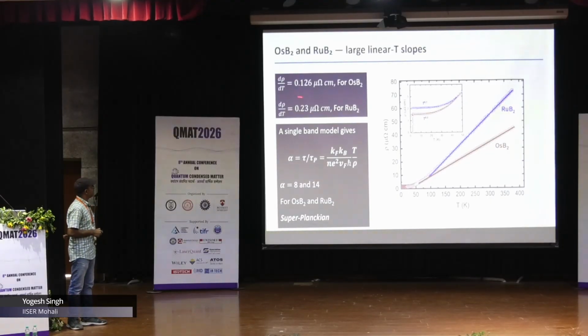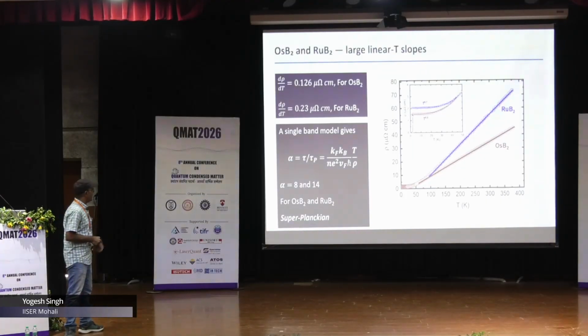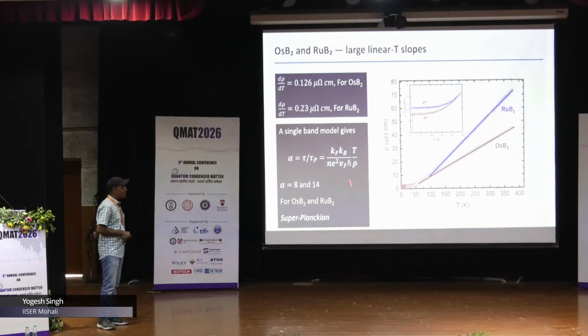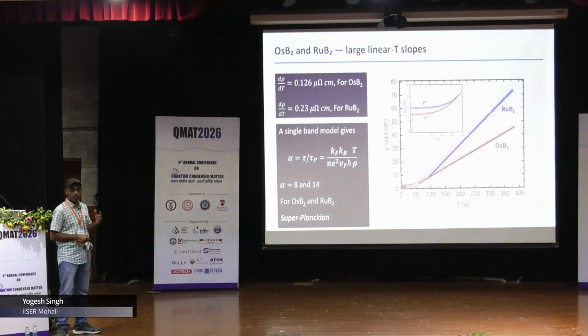So the linear slopes are these, and if I just use the single band model that I gave you before to calculate the Planckian ratio, I get a Planckian ratio which is an order of magnitude larger than even the cuprates and heavy fermions and so on. So this is very anomalous.